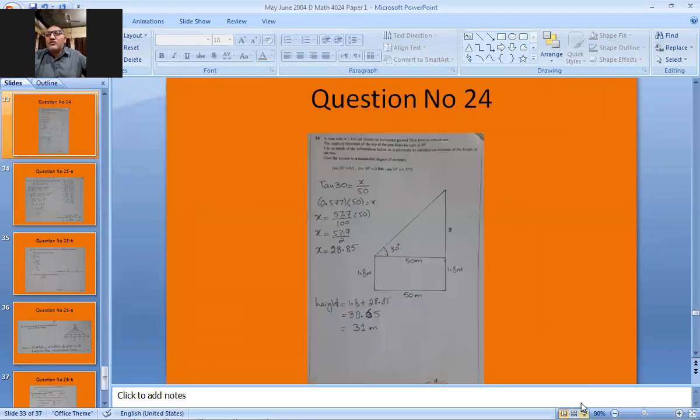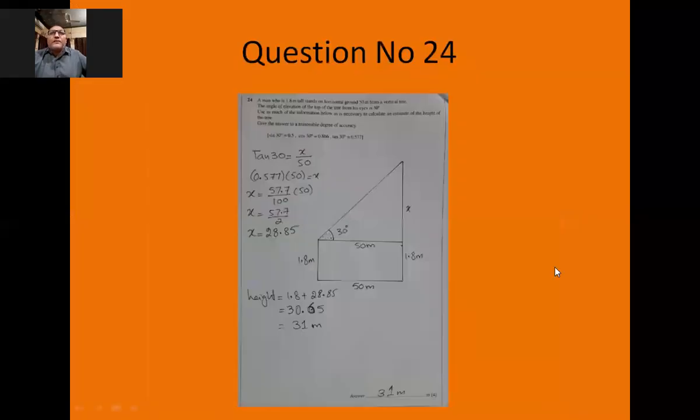So here you can see I have drawn a diagram to represent this information. Here we have the eyes of the man. That man is 1.8 meter high. And this is the whole tree. The man is standing 50 meters away from the bottom of the tree. Here are his eyes, and when he looked to the top of the tree from here, the eyes made an angle of elevation of 30 degrees.